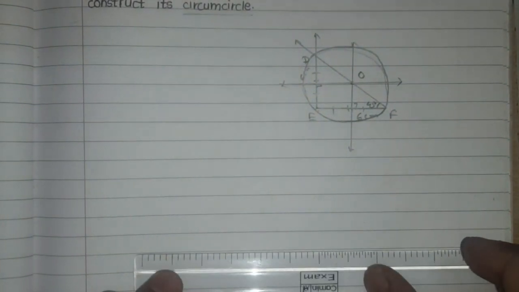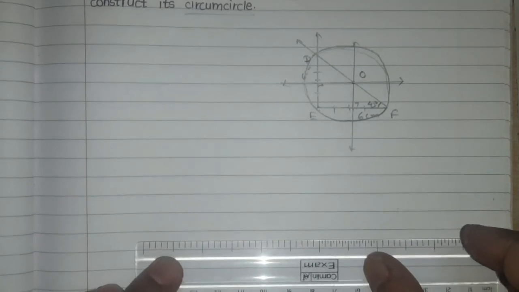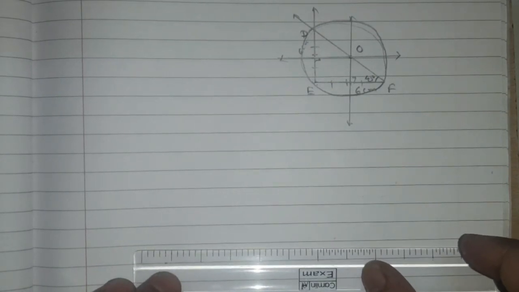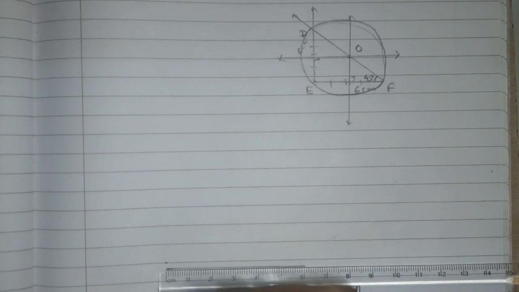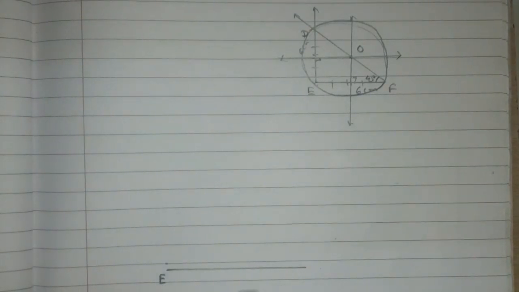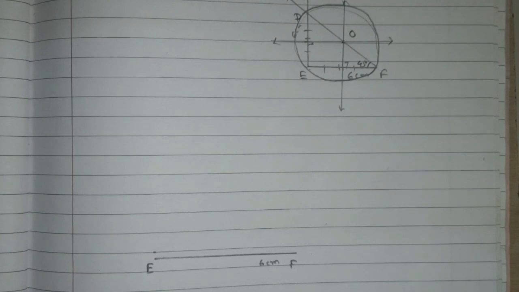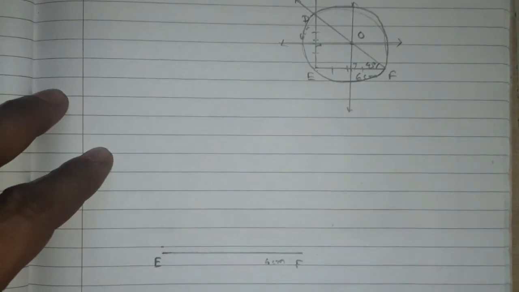For that, see dear student, we have to draw the base EF. It is 6 centimeter. Therefore, by using this scale, we have to draw the side EF 6 centimeter here. From this, it is EF 6 centimeter. At the point F, the angle is of 45 degree. We have to draw at the point F, the angle is of 45 degree.